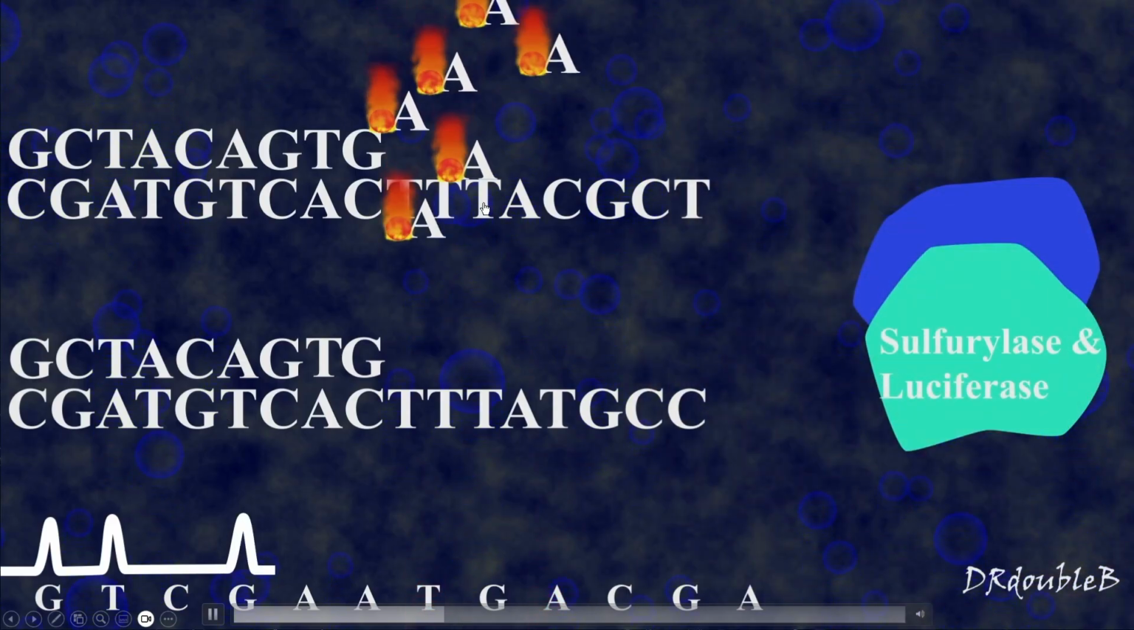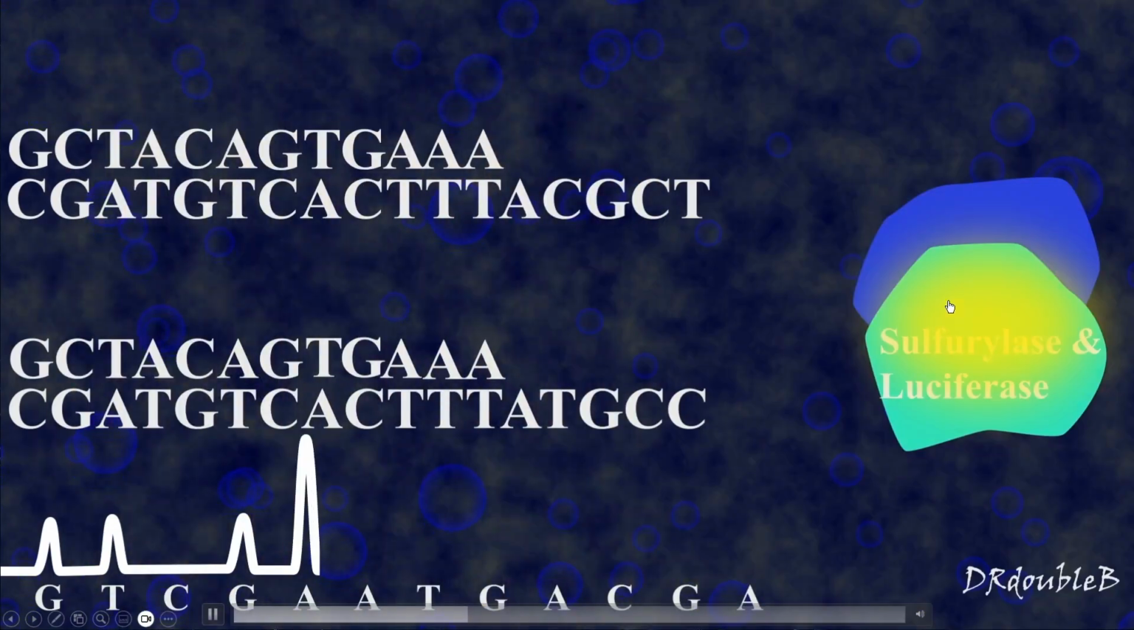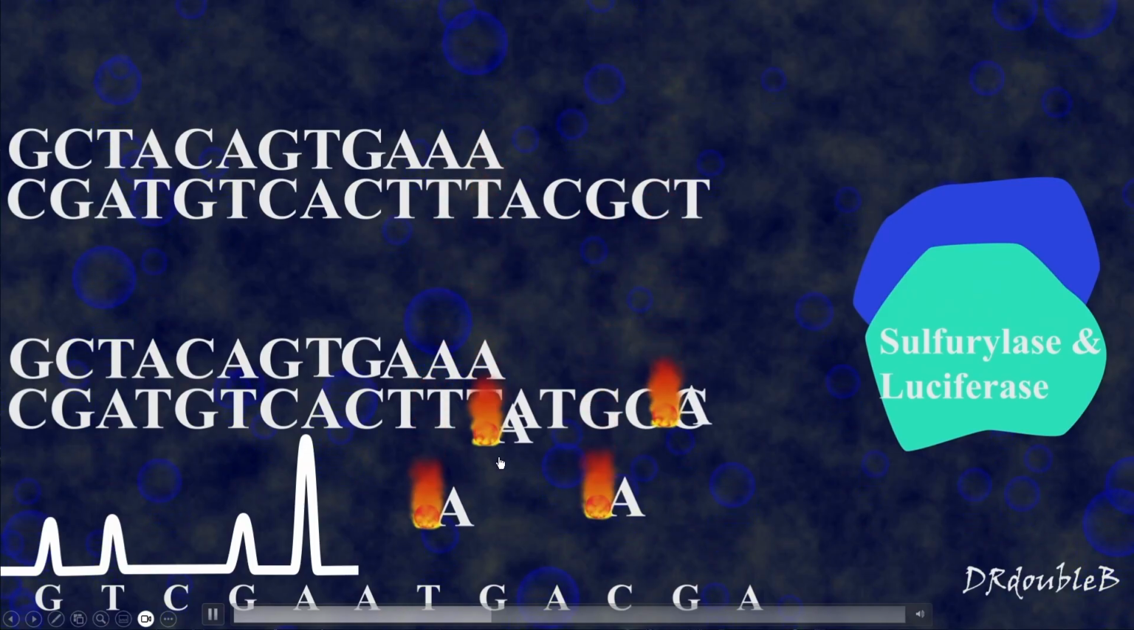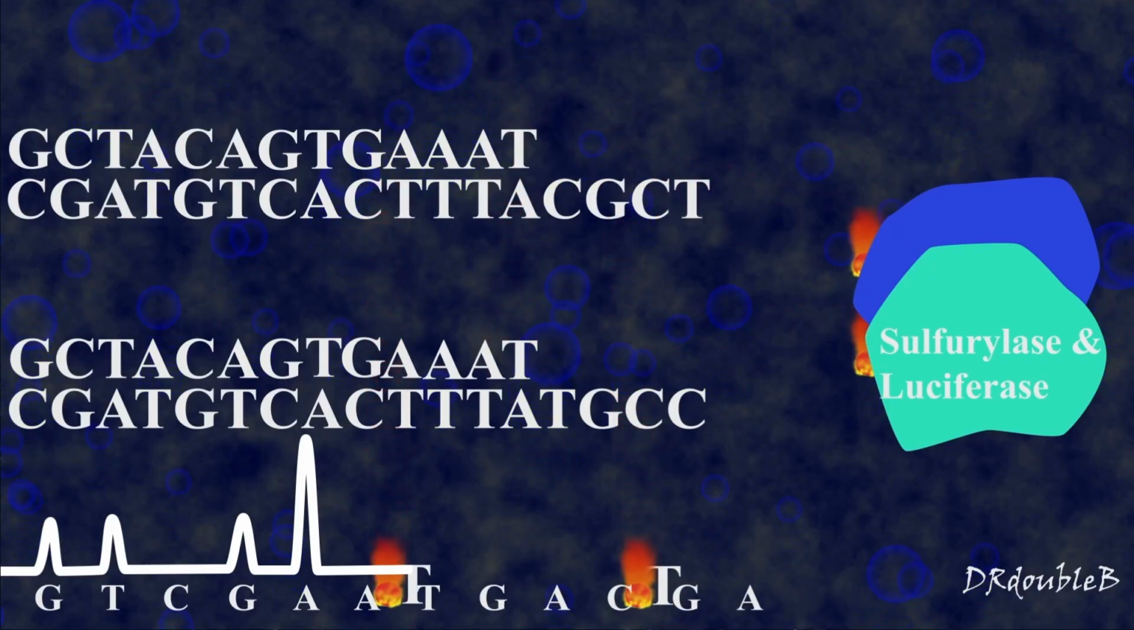Now we have three T's in a row, so we're going to see all of these get incorporated at once, a lot of pyrophosphate released, and a lot of photons released. Then that one doesn't get incorporated, so it's flat line again. The T does, so again we see our flash of light.